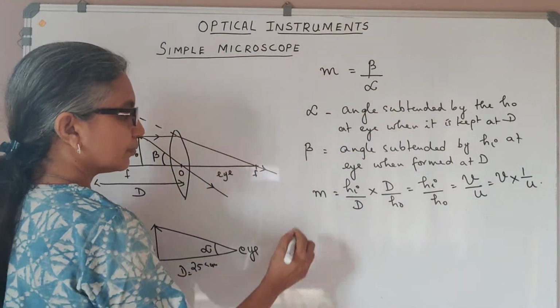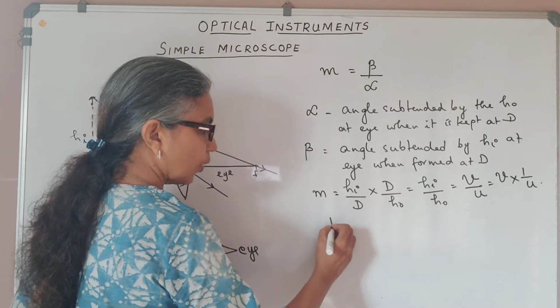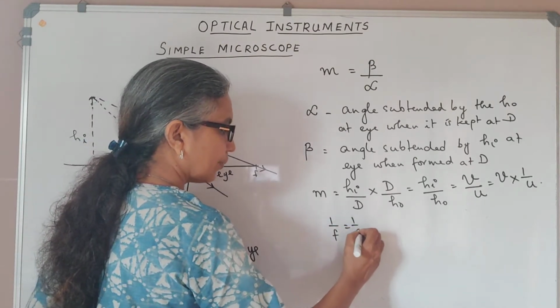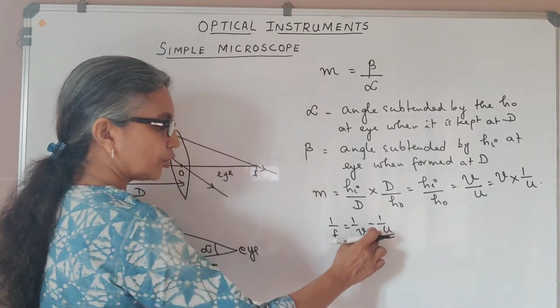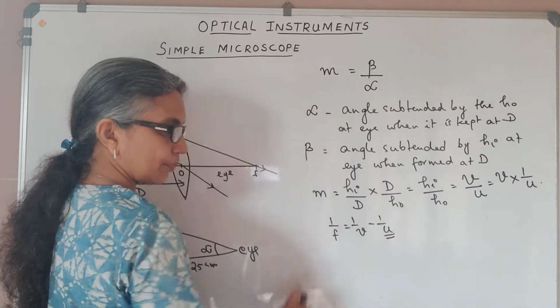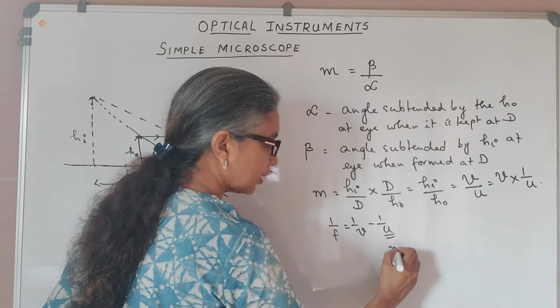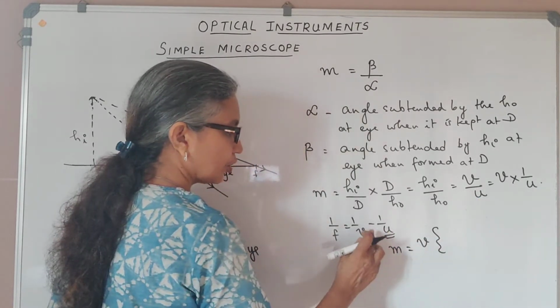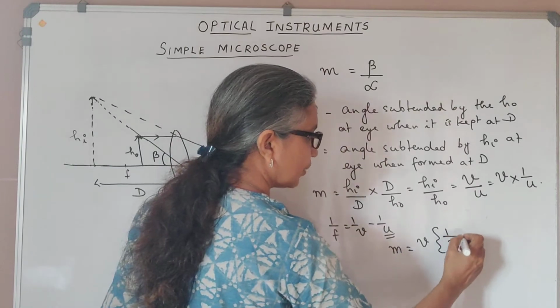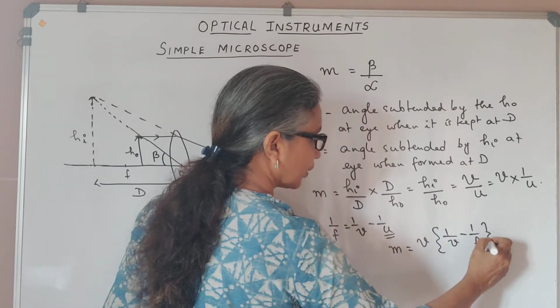Now from the lens formula, 1 by F equal to 1 by V minus 1 by U. I can substitute for 1 by U as 1 by V minus 1 by F. So I am going on to write magnification as V into, instead of 1 by U, I will write it as 1 by V minus 1 by F.